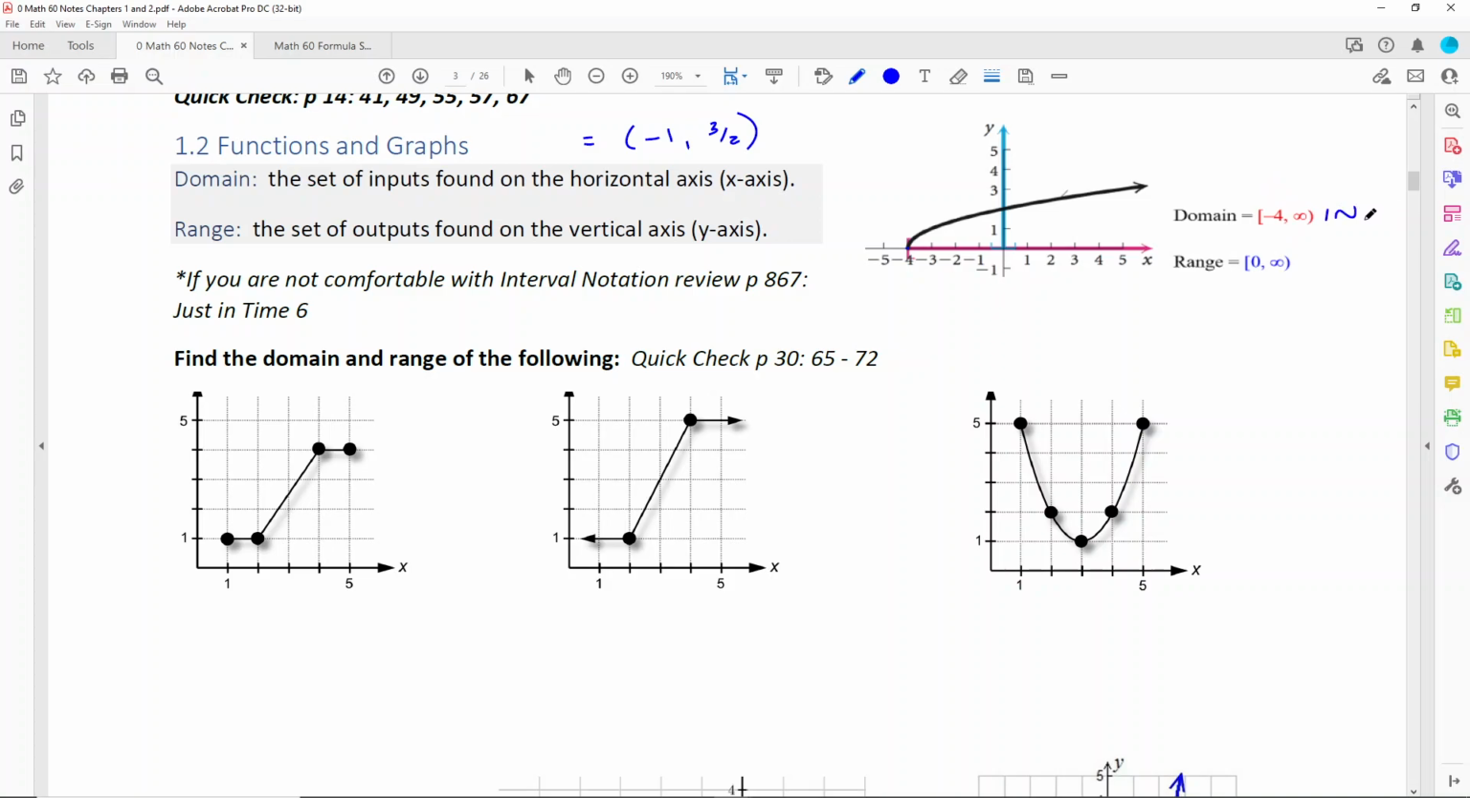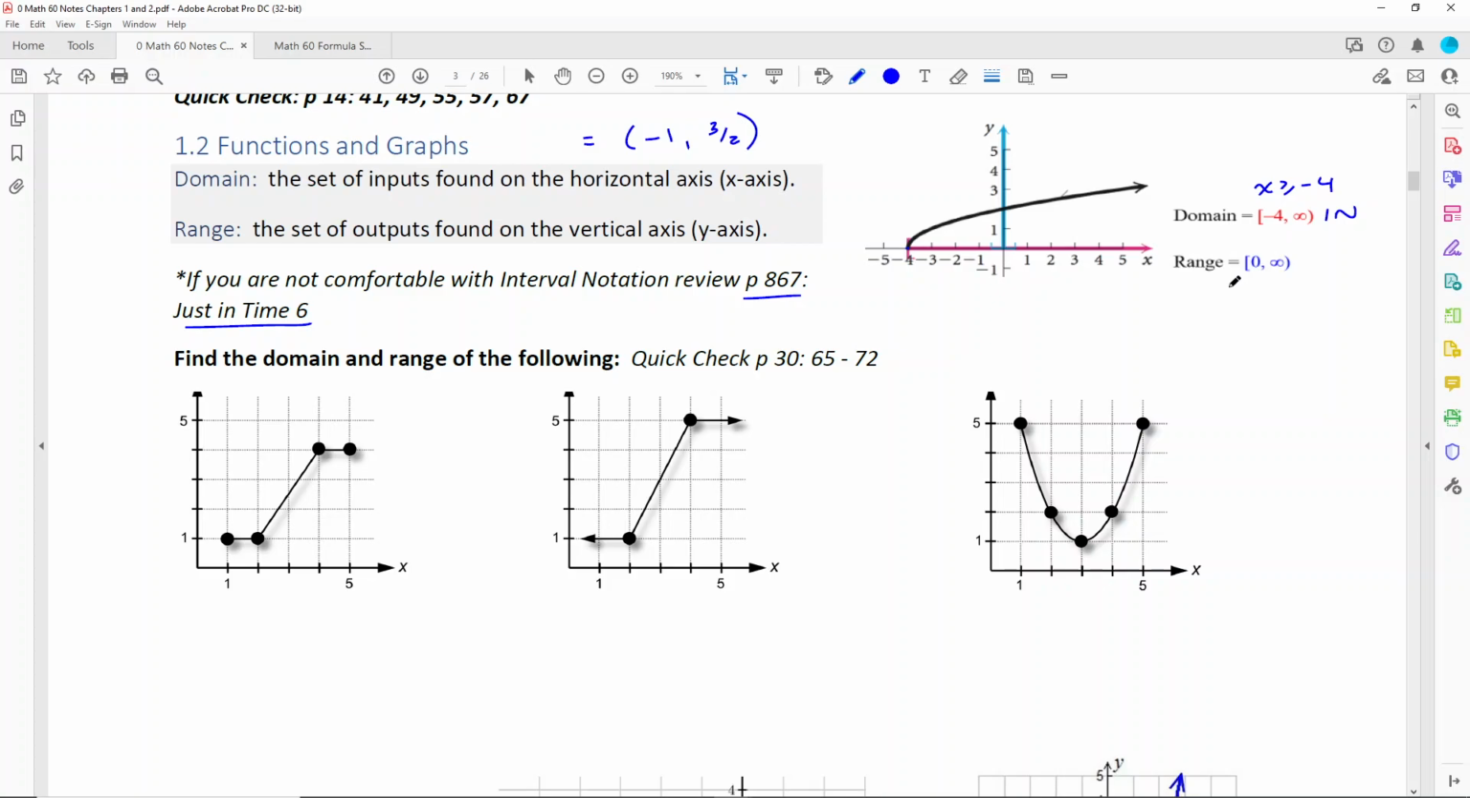If you are not comfortable with interval notation, please feel free to go to the just-in-time 6 on page 867 now and just review this notation. Now, if you're like, I don't even like interval notation, I want to answer everything in set notation, that's cool too. So this domain could be x is greater than or equal to -4. If none of that makes sense to you and you do the just-in-time, please contact me and I can help you out.